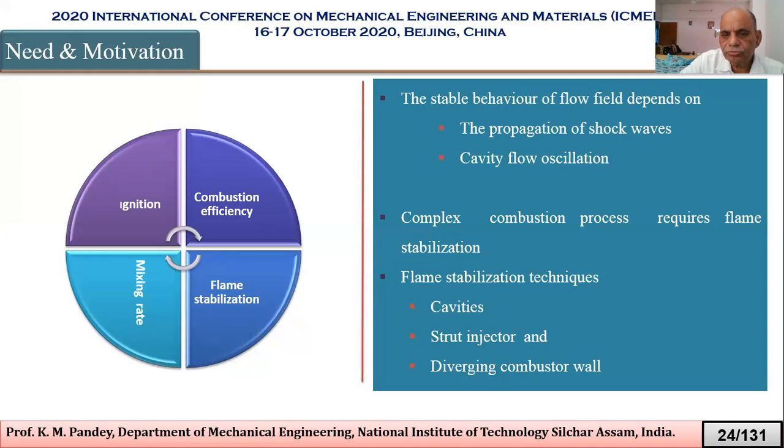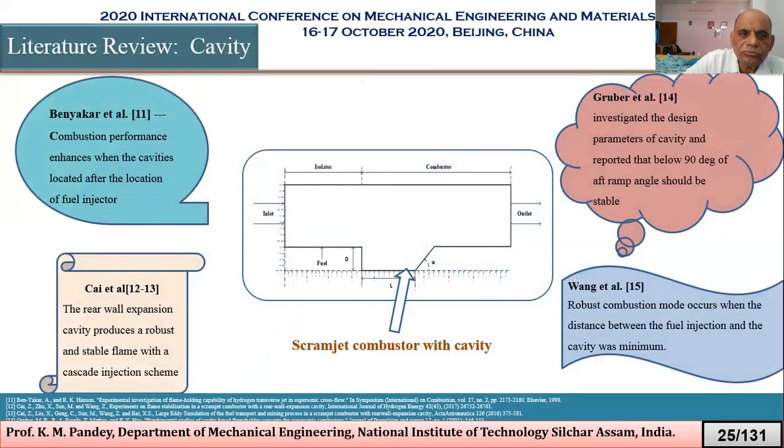Then the flame stabilization techniques, I will say, are cavity, then strut injector and diverging combustor wall. These are the three flame stabilization techniques. And in fact, a lot of literature review is discussed on this, and a huge amount of literature is available on this area, and mostly experimental work is done in USA, China, Australia, and Germany. So these slides, in spite of discussing, as I do not have much time, I would like to skip these slides.